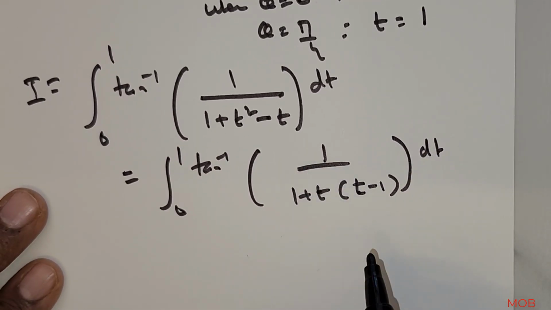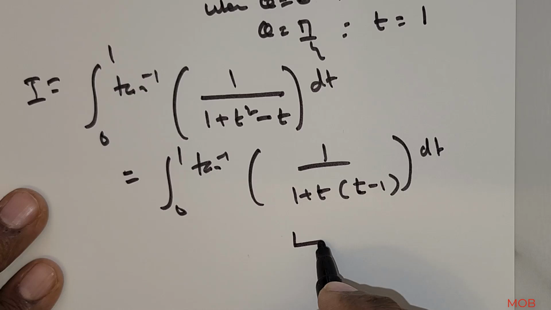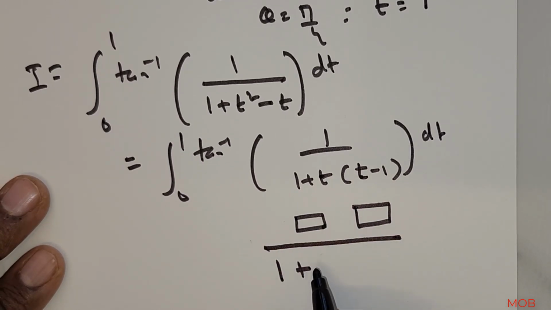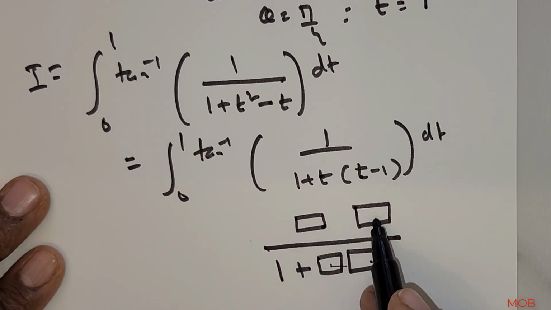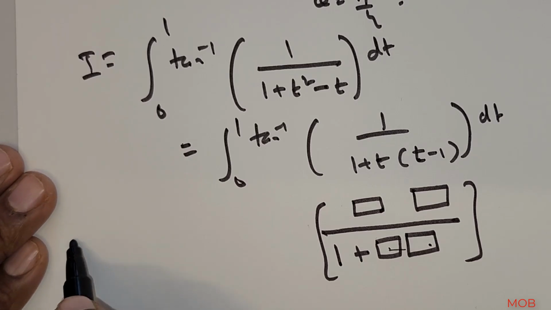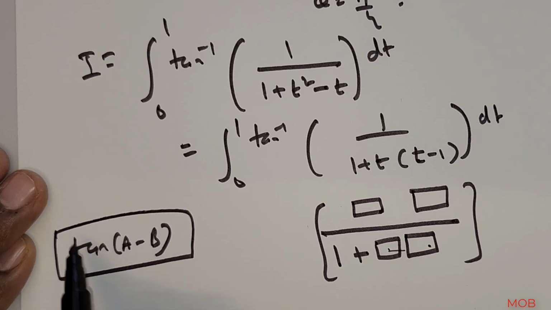Now I want to have something in the numerator. The idea is I want a difference of two quantities. Since I have a positive sign here, this is obviously going to be a difference of two terms divided by one plus the product of two terms. Whatever term is present here should also occur here, so that I can apply the formula of tan of a minus b. So this is the objective.